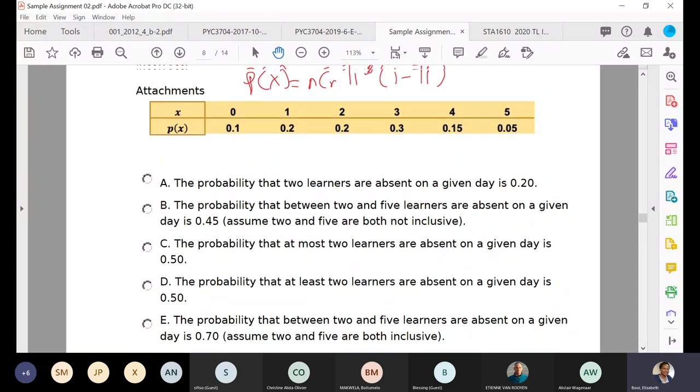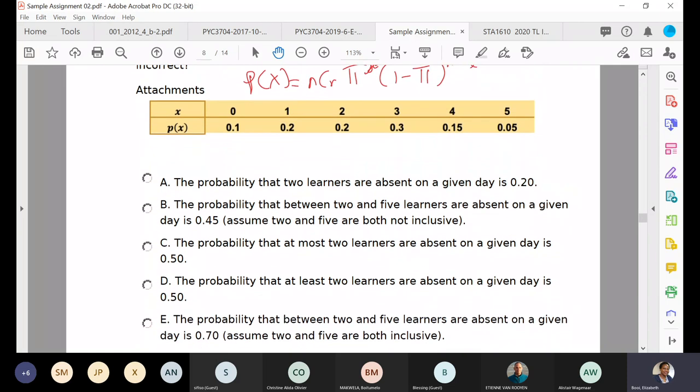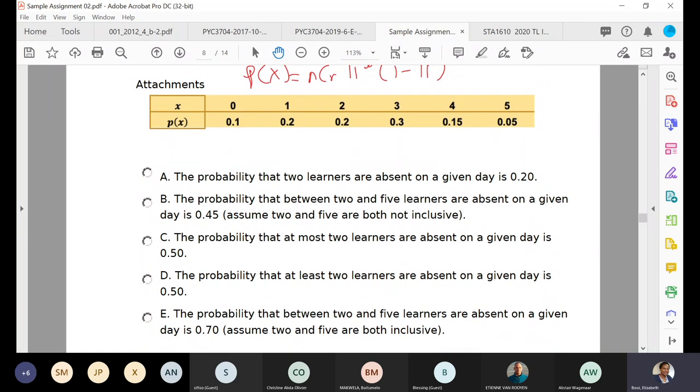Okay, so given the information, what are we looking for? The incorrect answer. So given the equation, what is the probability that two learners are absent? So we need to find the probability that X equals 2 on this table. You don't have to go and calculate anything here. You just go to where X is 2 and find the probability. Then that is the correct one. Because it says the probability that two learners, it's the same as exactly. And that is correct. Sorry, I'm answering your questions now.